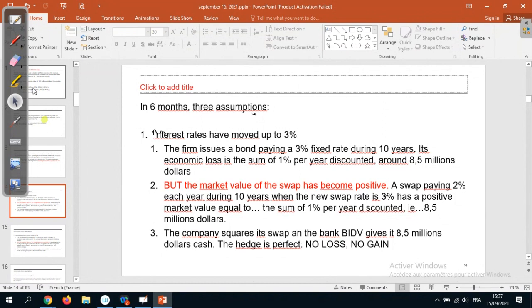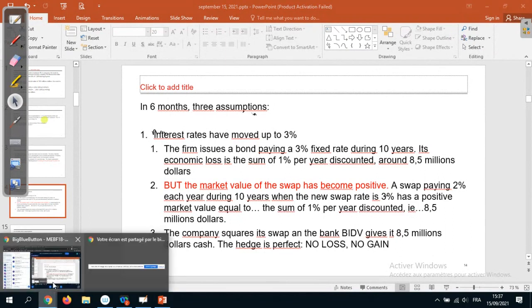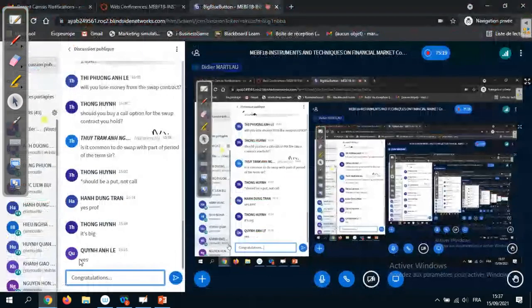Okay, someone spoke about a put. Yes, you can say a put because you have the right to sell your swap. Okay, we don't say put and swap, we say a swaption, but put is okay. Very good.